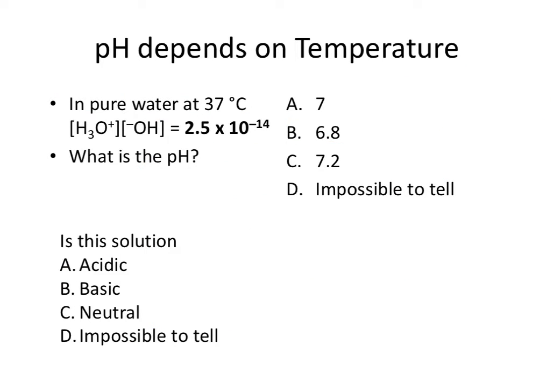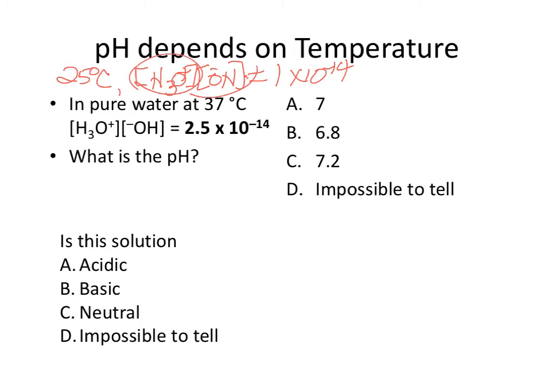I've mentioned a couple of times that at 25 degrees Celsius, room temperature, the product of hydronium ion concentration and hydroxide ion concentration is 1 times 10 to the minus 14th. I apologize for my dogs. In a neutral solution, these two concentrations are equal to each other and equal to 1 times 10 to the minus 7 molar.